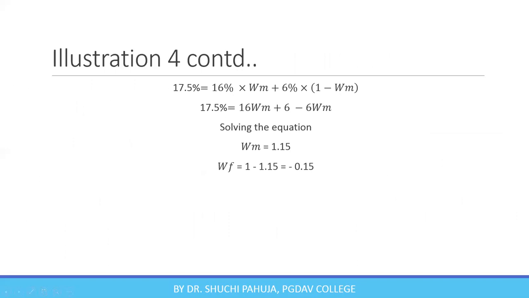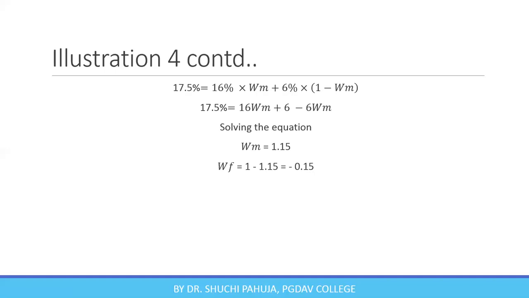Can weight be negative? Yes, in CML, weight can be negative. What does this indicate? This negative weight indicates that you are not investing in risk-free securities, you are borrowing at the risk-free rate. So wherever borrowing is there, the weight will come out to be negative. Suppose you have rupees 1 lakh with you. You want to invest 1,15,000 in risky securities. So what you can do, you can borrow 15,000 rupees at the risk-free rate.